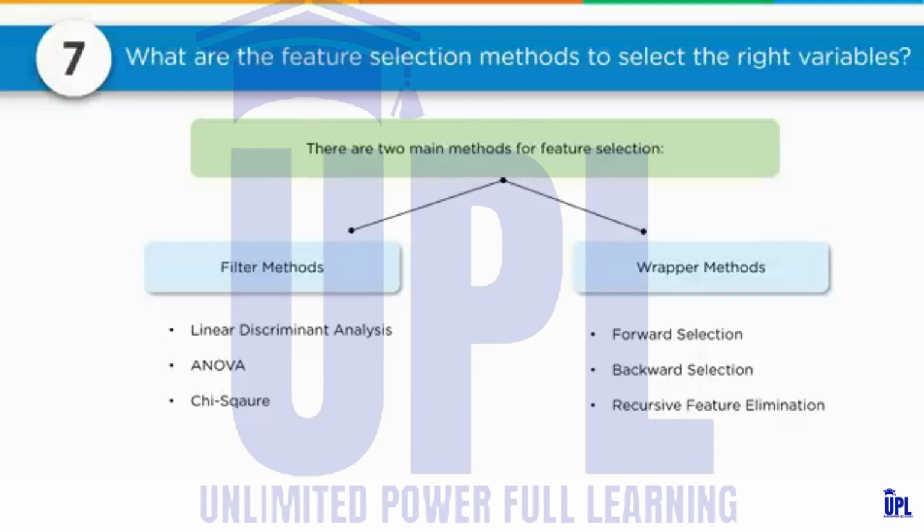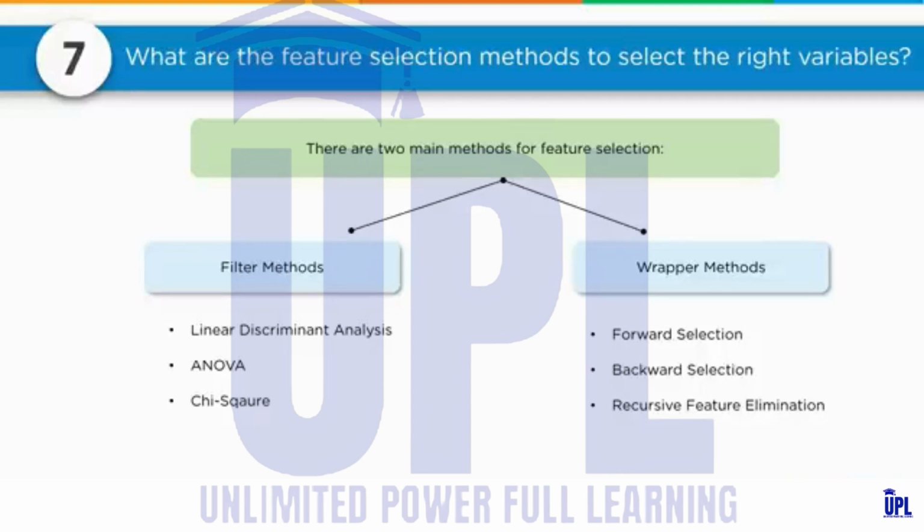Wrapper methods, on the other hand, are forward selection, backward selection, recursive feature elimination. And one of the most important things to remember about wrapper methods is they're very labor intensive. You have to have some pretty high-end computers if you're doing a lot of data analysis with the wrapper method.